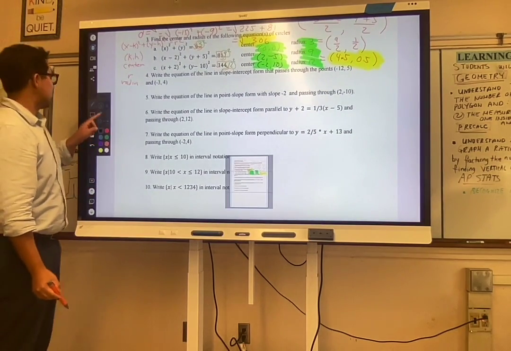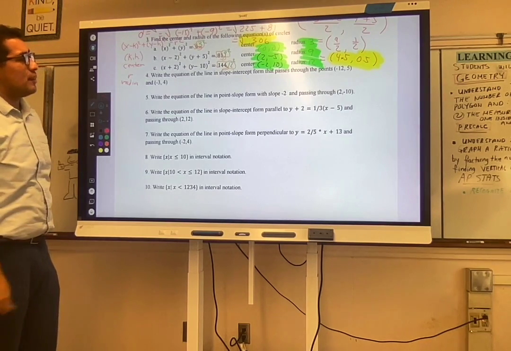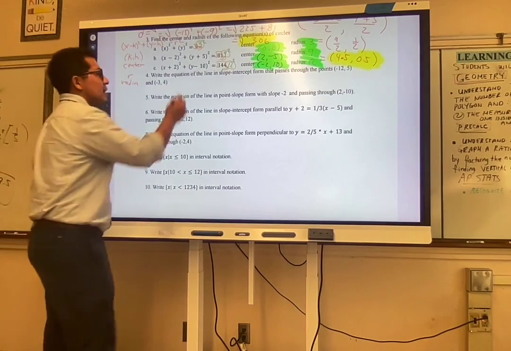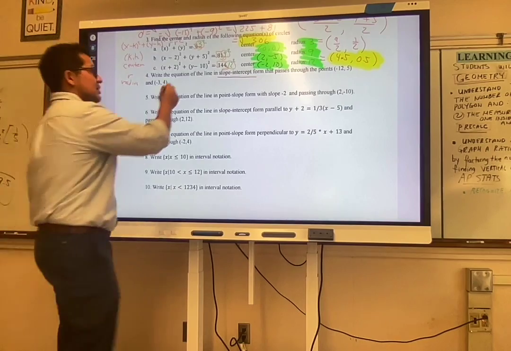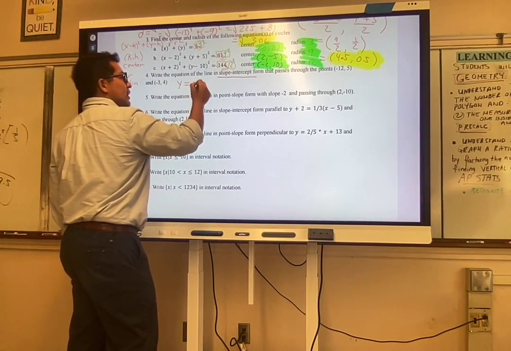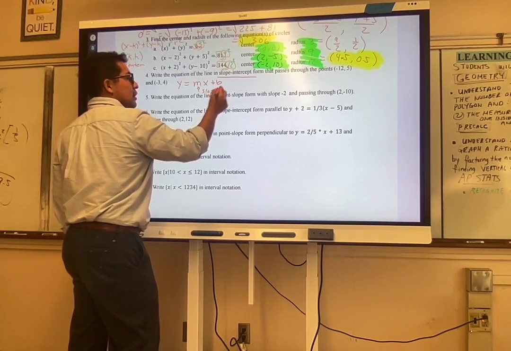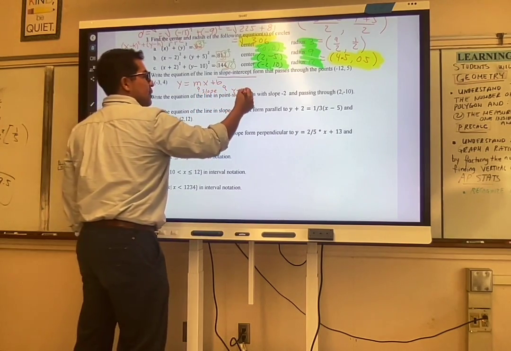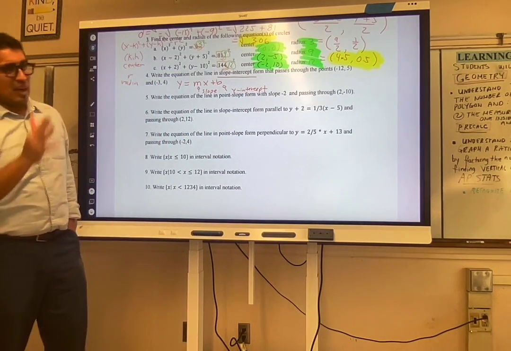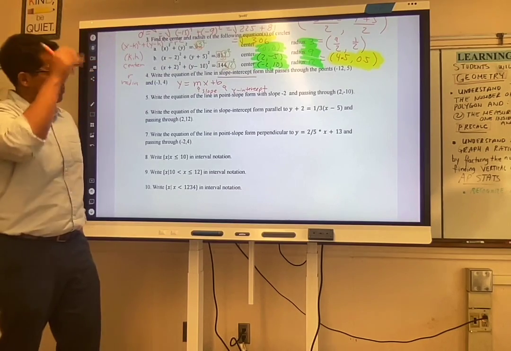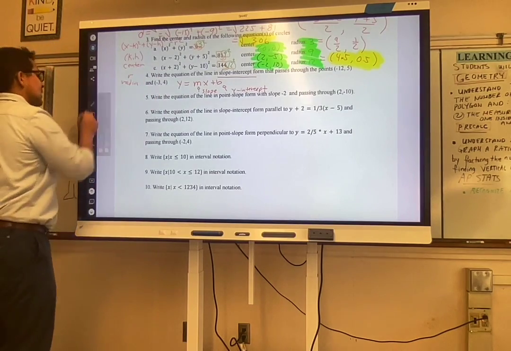Okay, question 4. Write the equation of the line in slope-intercept form that passes through these 2 points. Okay, so first of all, we need to dissect this, right? Slope-intercept form is an equation written as y equals mx plus b, where m is my slope and b is my y-intercept, okay? So I would have completed this problem once I am able to write y equals a number x plus b, one more number. What is the slope between these 2 points? Let's calculate it.